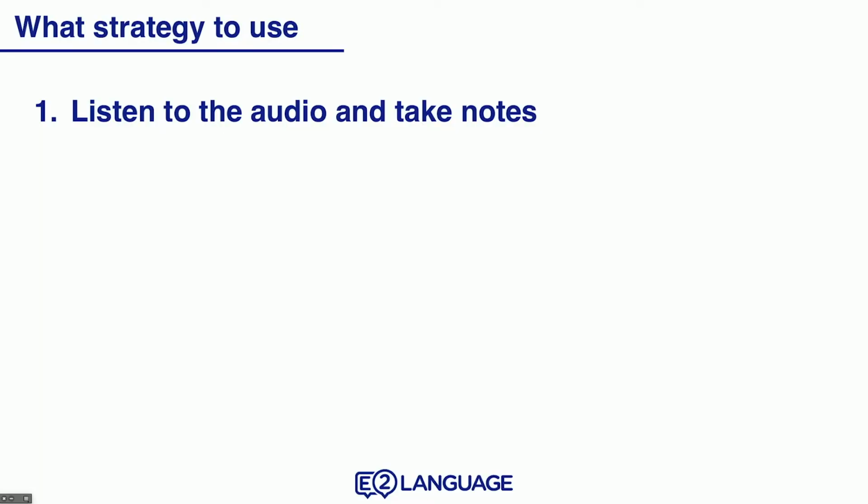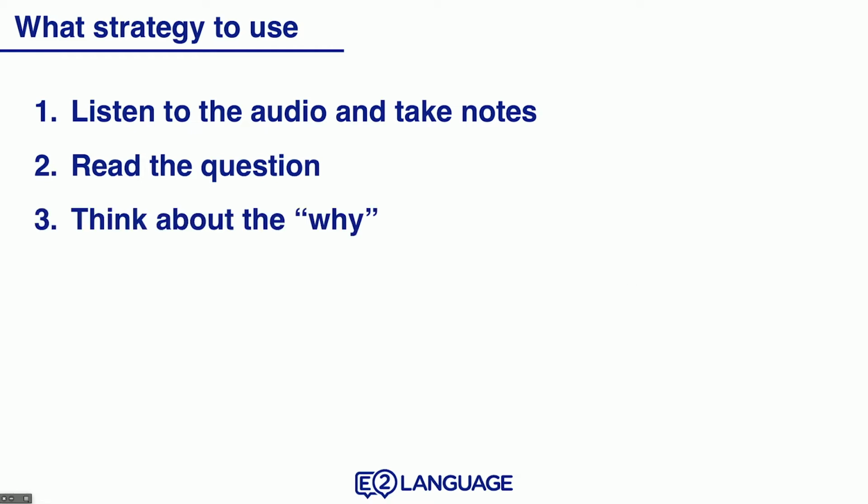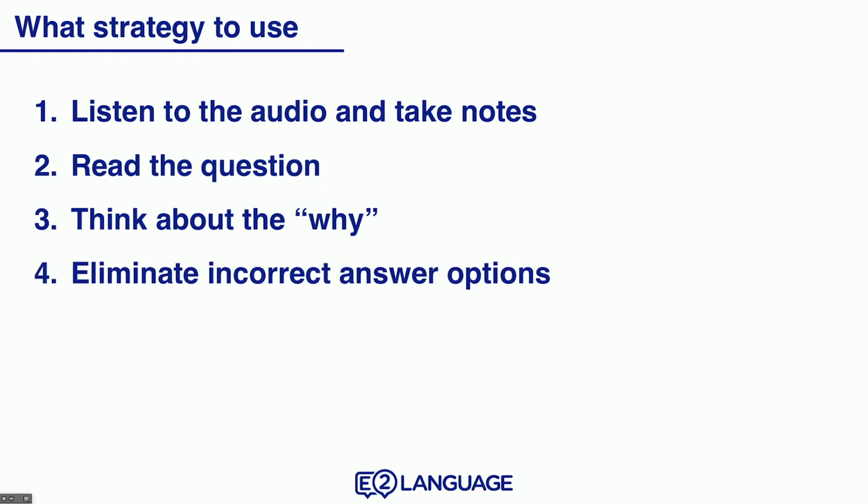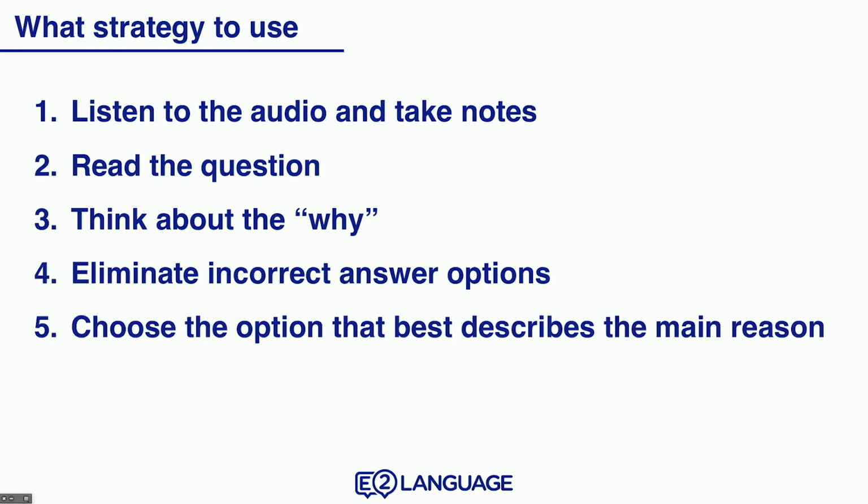What strategy should you use if you see one of these questions? Well, you need to listen to the audio and take notes. You need to read the question. Think about why or purpose. Eliminate incorrect answer options and choose the option that best describes the main reason or purpose. Okay, so let's do this. I want you to listen to the audio and take notes. So have a pen and paper ready.